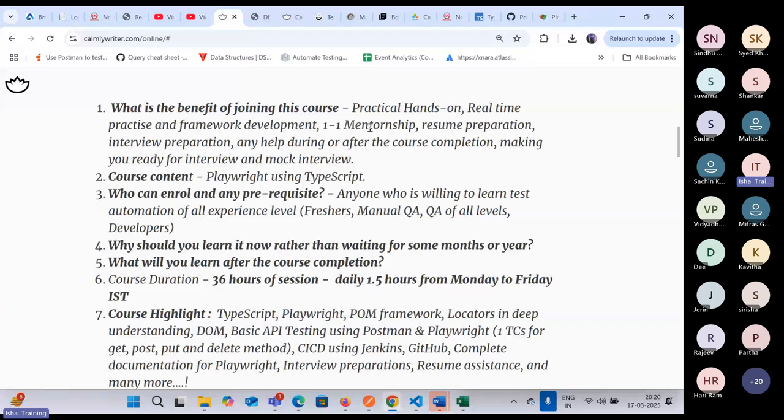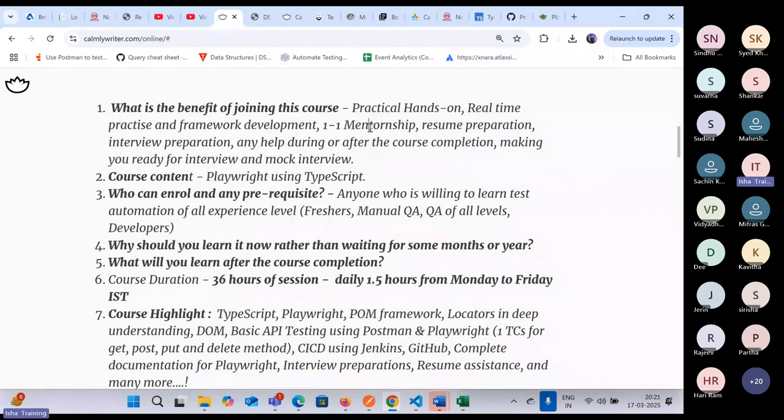Not that I'll be writing the code, but I'll help you understand what problem you are facing and what the solution could be. One-on-one mentorship will be given during the session as well as after the session, whenever you feel any kind of need from my side.